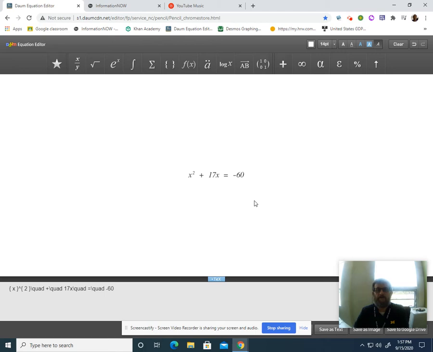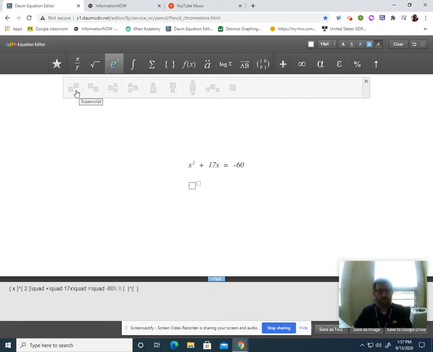Okay, I think that one will come out nice. So again, if I were you, I would take a second and pause this, try it, and then come back. Okay, so again, we're going to get everything on one side: x squared plus 17x plus 60 equals 0.